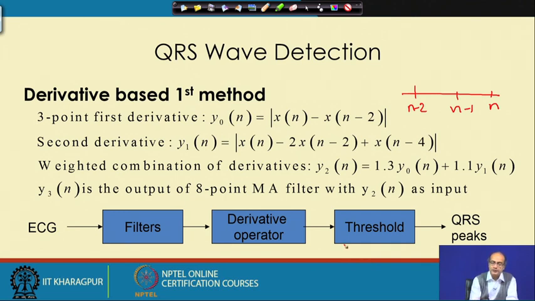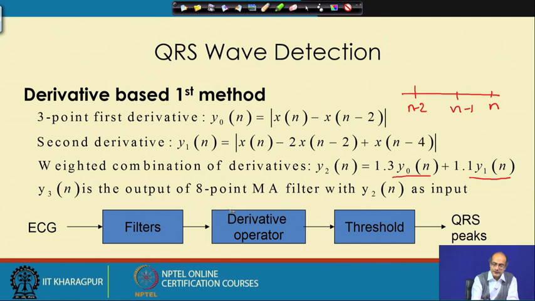Now, after these two derivatives are taken, they are combined. The first derivative, that is y0, and the second, y1, are combined and a weighted average is taken. The researchers have found empirically that if we take an unequal contribution from both these derivatives, a little more from the first derivative and a little less from the second, and combine them in an additive way, the signal we get is better for detection.